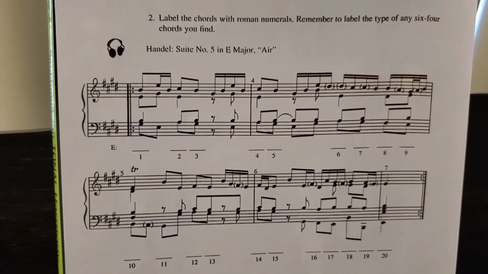This is some Roman numeral analysis practice, and it's on page 144 in your textbook. Page 144 in your textbook, number 2. This is Handel's Suite number 5. It's actually a theme and variations, and this is the theme. It's in the key of E major. Let's take a listen to it first.